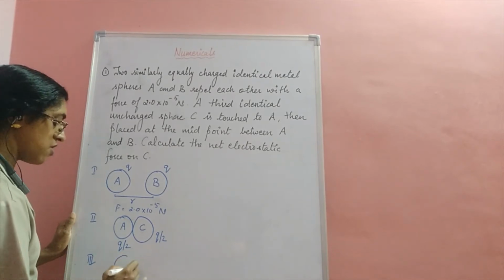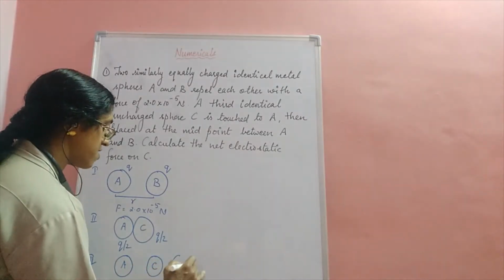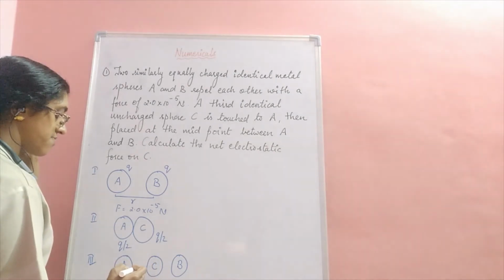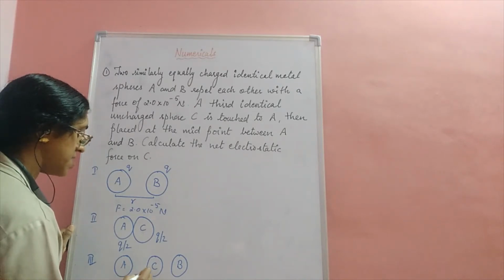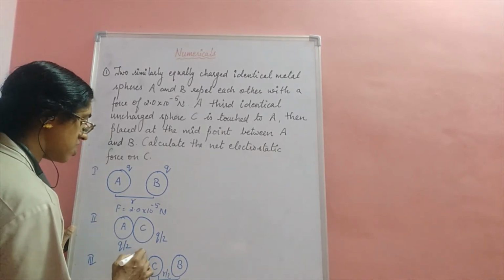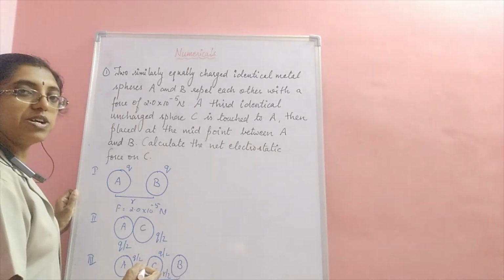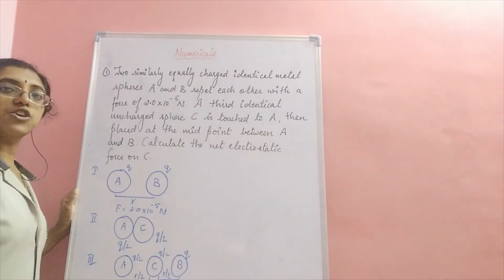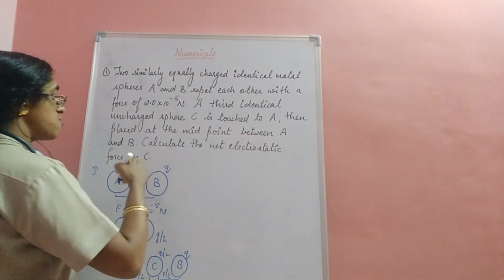Now, you have sphere A, sphere C, and sphere B. C is placed at the midpoint, so this distance would be R by 2, and this distance would also be R by 2. What is the charge on A? Charge on A is Q by 2. Charge on C is Q by 2. And since nothing has happened to sphere B, the charge on sphere B would remain Q. Now, we need to calculate the net force on C.